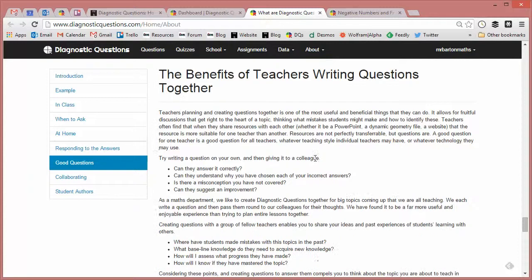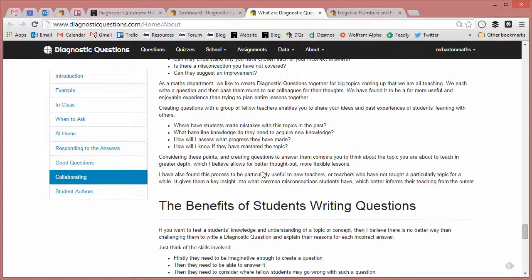And I found it incredibly useful getting our department together and actually sitting down and writing questions together, because it's a great way of discussing misconceptions that students have, and it's a brilliant way of teachers sharing their past experiences with each other in a non-intrusive or threatening way. So I wholeheartedly recommend in departmental meetings setting aside a little bit of time to think what topics are coming up next for you to teach, and actually teachers getting together in pairs and writing questions together, swapping them around with other teachers, seeing if you can improve on them, and so on.